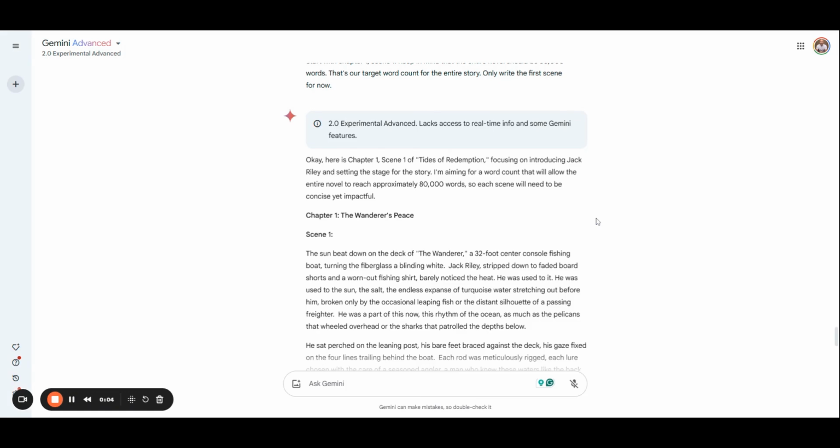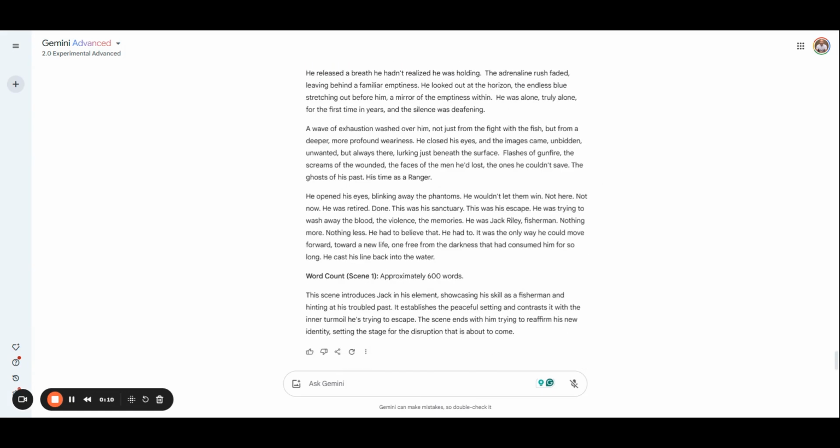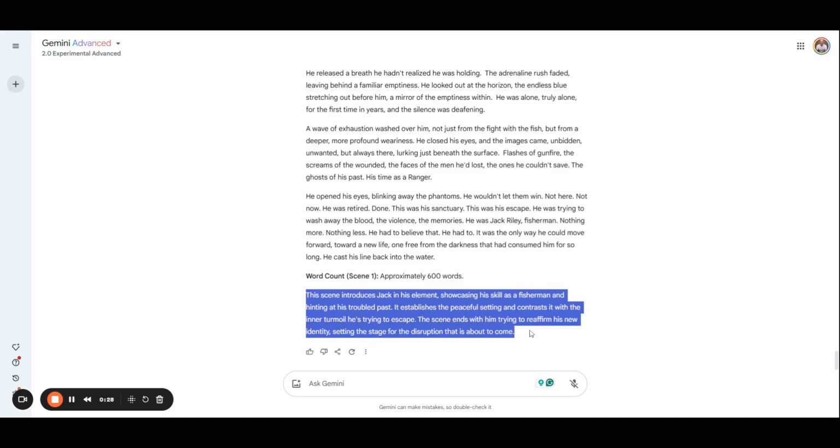We have our first scene. I like the formatting, easy to read. The writing seems to be pretty good. It's only 600 words. I like how it gave me a word count because I didn't ask for that at the end of each scene, but it's telling me what this scene is intended to do, which is great.